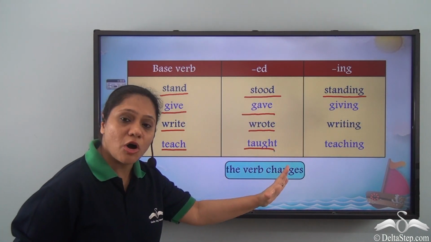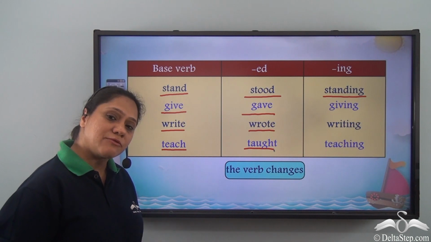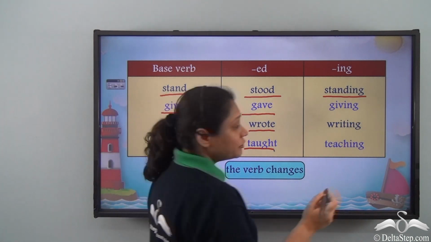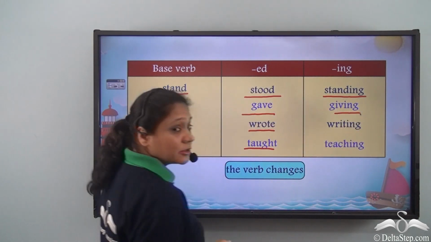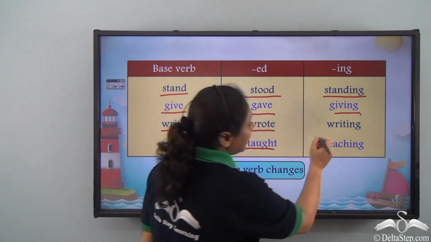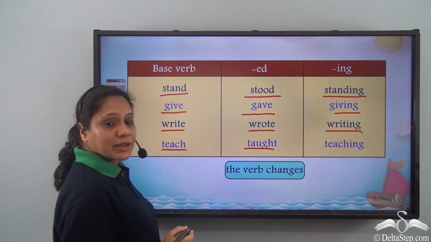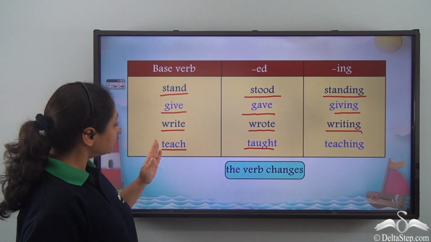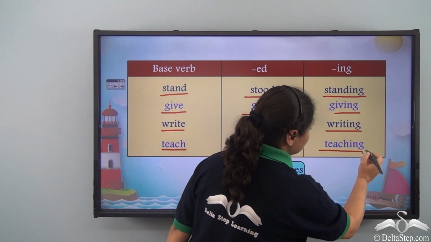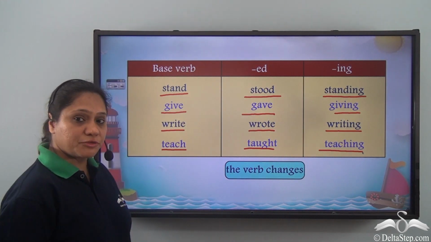For the ing forms, the usual rules that we have already learnt apply. So for give, we remove the e and add ing to get giving. Similarly for write, we remove the final e and then add ing to get writing. And for teach, we just add ing to get teaching in the ing forms.